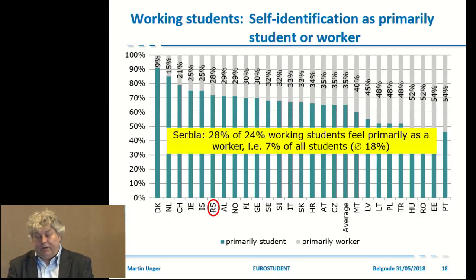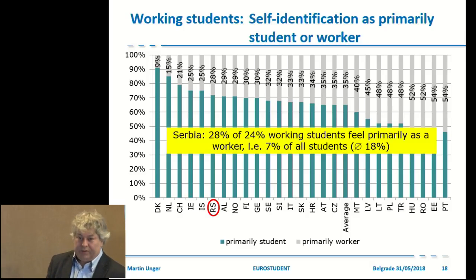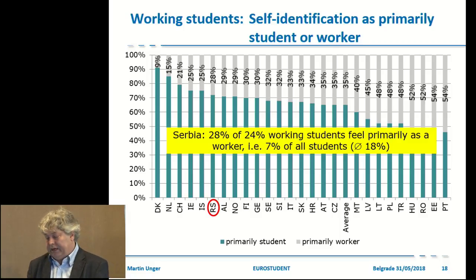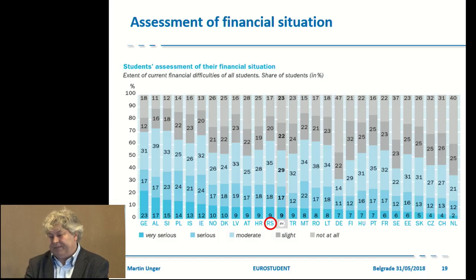And if you combine these two charts, 28% of the working students regard themselves as workers. Out of 24% working, that means 7% of all students would regard themselves as primarily a worker. And that is compared to 18% in all countries. That is quite a low share. So they do this kind of dual study, actually, even if it's not named like this.